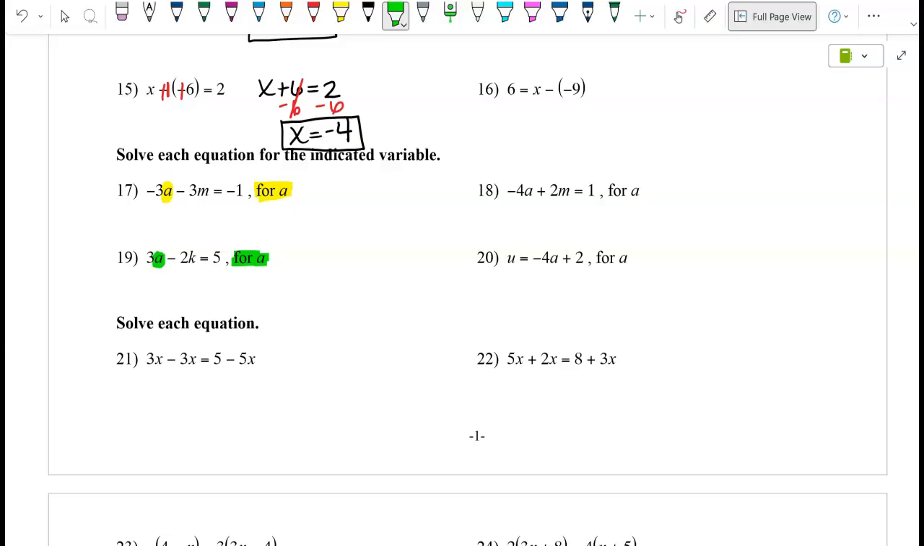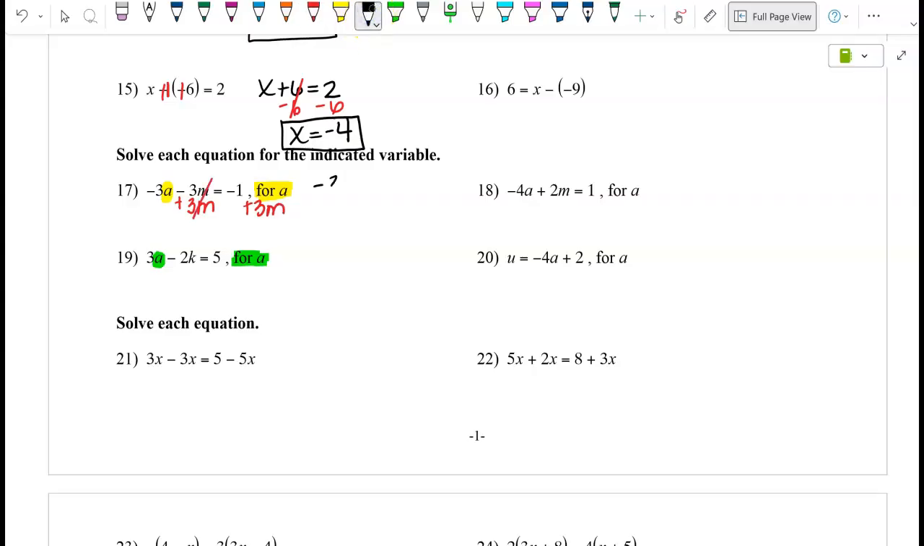All right, number 17, negative 3a minus 3m equals negative 1. Again, we're solving for a, so we're treating that second variable more like a number. We're going to move it with the number that's attached to it. So Erica, what would be the first step here if I'm solving for a? Add 3m to both sides. I need to move this. That m is going to stay with the 3, so I'm going to add 3m to both sides.